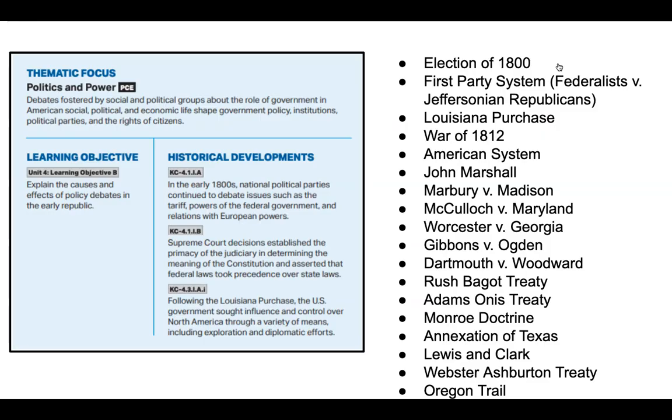When we think about period 4, one of the first things we think about is the massive change in American politics. Starting with the election of 1800, Thomas Jefferson becomes president. This is in the midst of our first party system, the Federalists versus the Jeffersonian Republicans. The Federalists were advocates for larger federal power, larger national government power, while the Jeffersonian Republicans tended to favor smaller government power. The Federalists tended to be more northern and eastern, while the Jeffersonian Republicans tended to be more southern and western.